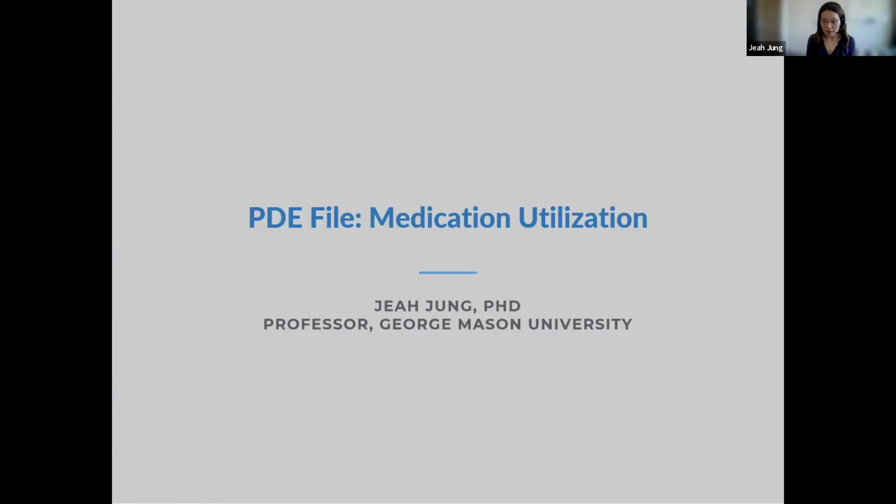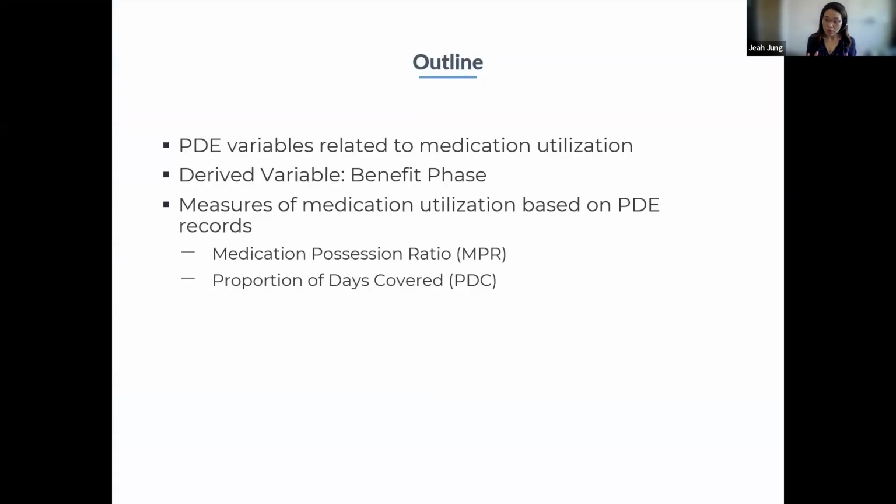Steve just covered this product service ID, which is the most important variable in PDE data. So in this segment, I'm going to discuss how we can construct some of the medication utilization measures using this product service ID. And also we need a couple of other variables to create some measures capturing medication utilization. So what are those variables?